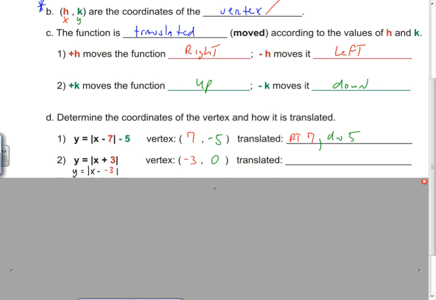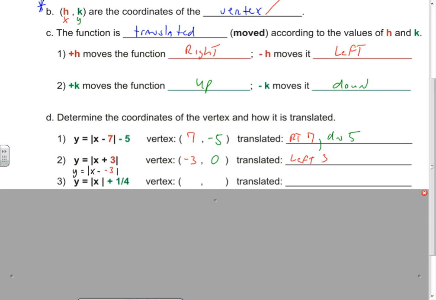So how is this thing translated? Say it if you know it. Left 3, and that's it. Nothing up or down, right? Left 3. That is it.